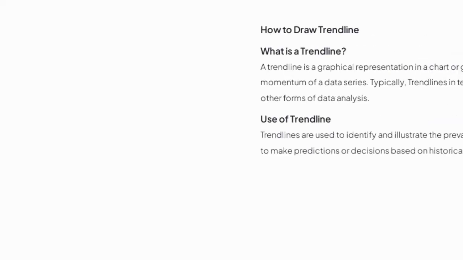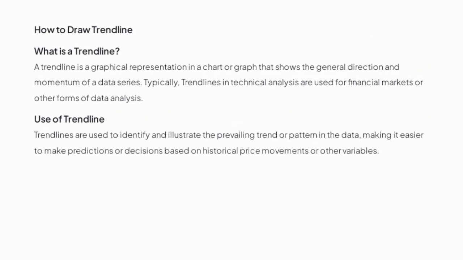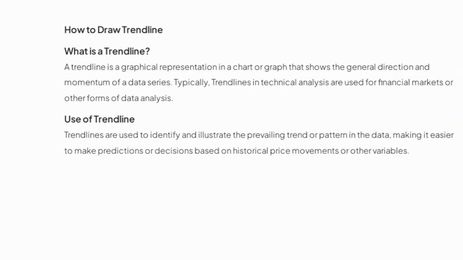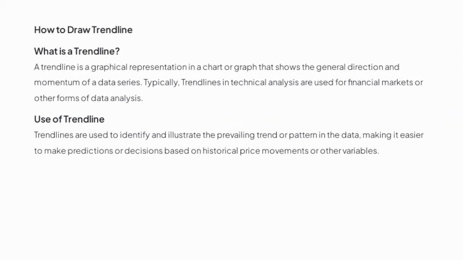How to draw a trend line. What is a trend line? A trend line is a graphical representation in a chart or graph that shows the general direction and momentum of a data series. Typically, trend lines in technical analysis are used for financial markets or other forms of data analysis.